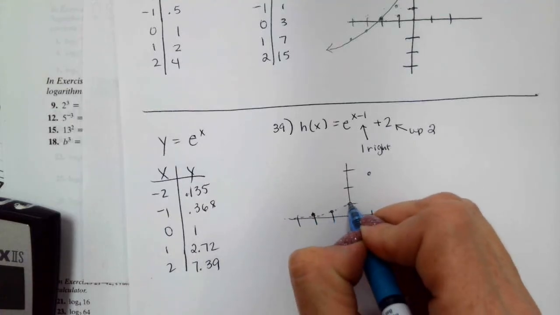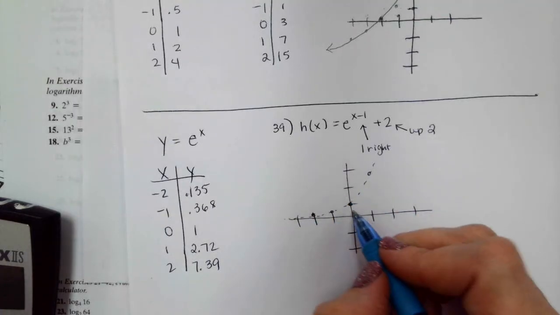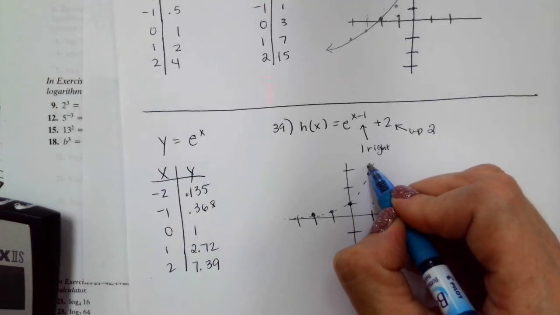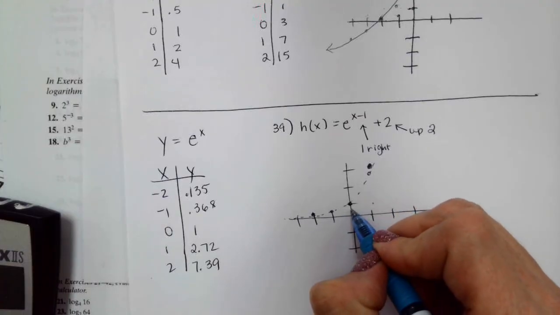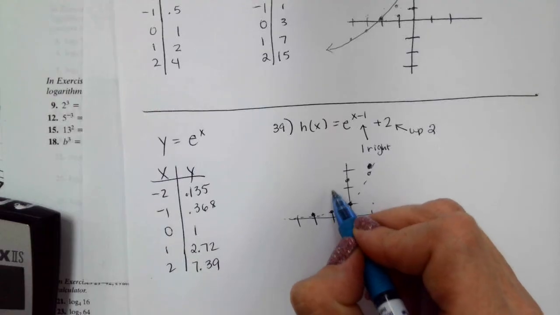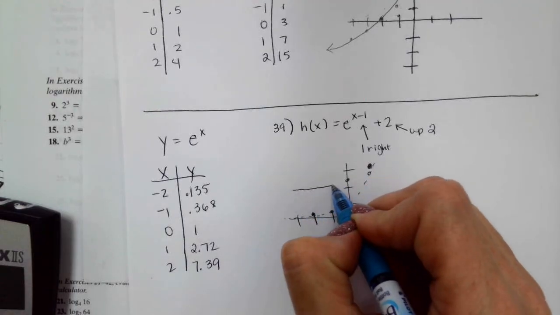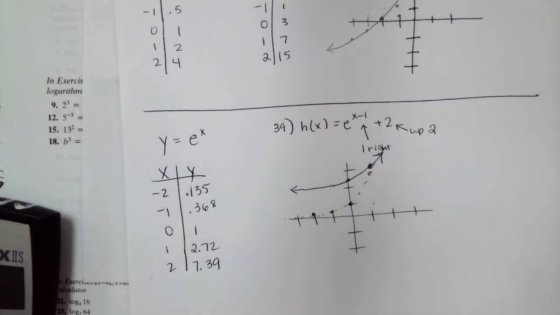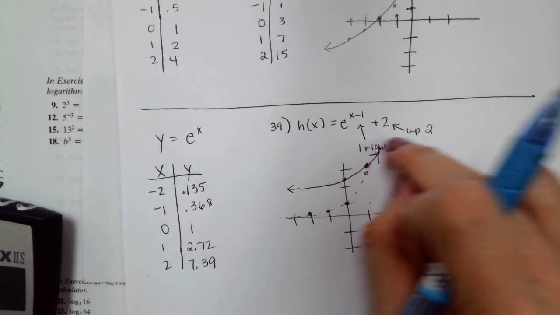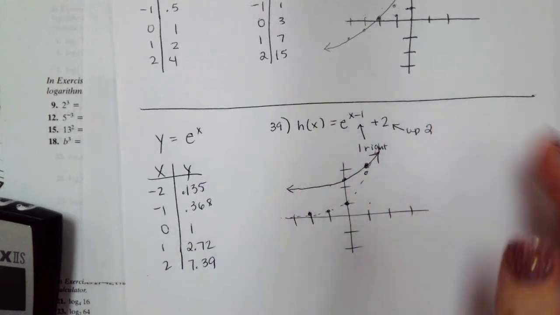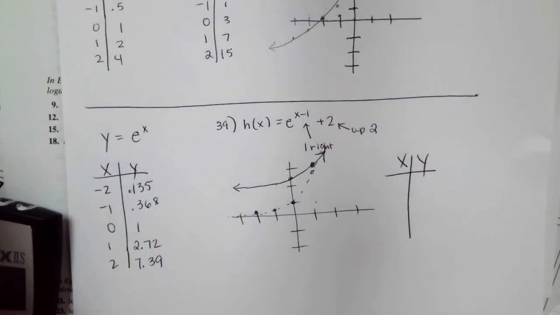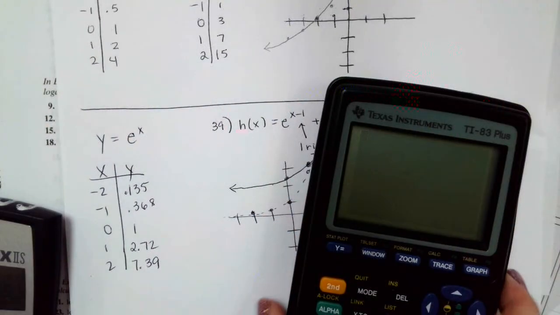So then this is that parent function. I'm going 1 to the right, and then I'm going up 2. 1 to the right, and then up 2. 1 to the right, up 2. So now this would be my graph. Okay, so that is going to work, and that would be perfectly fine because I'm seeing these points and I'm told that you are going to the right and up. The alternative to doing it this way is then to put this into the graphing calculator.